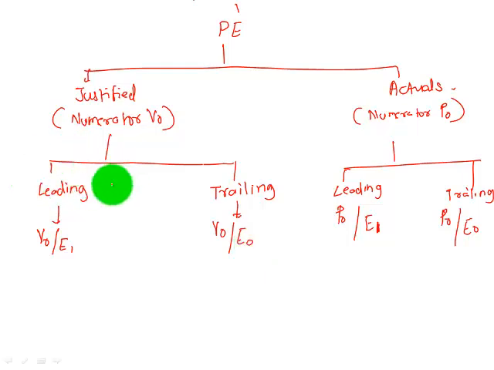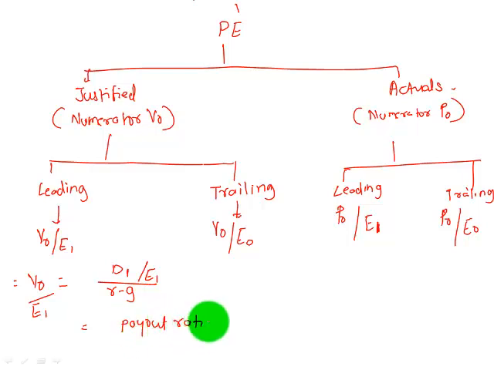So see how we can derive this leading formula here. What we know is V0 is equal to D1 divided by R minus G. If you divide both the sides with E1, what you get is this number divided by E1, this number divided by E1. What it will give you is payout ratio, correct? Payout ratio divided by R minus G. So this is the formula for justified leading PE ratio. Payout ratio simply divided by R minus G. Are we okay here?